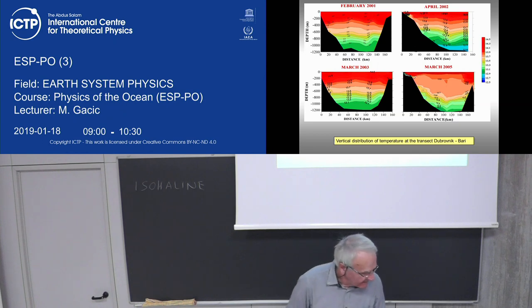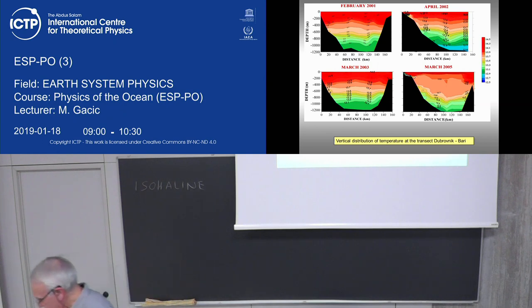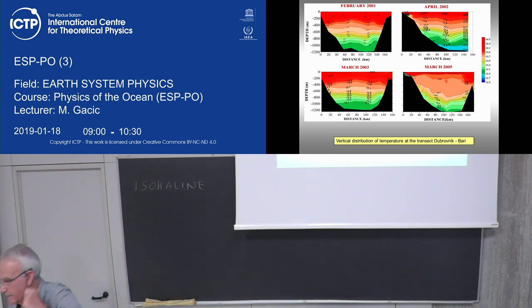Another thing is that now we will come to the specific question of this vertical mixing, winter vertical mixing, and dense water formation, which are very important processes not only at the level of the Adriatic Sea, but also from the point of view of the world ocean. You will see later on that dense water formation is the motor, is an engine of the global circulation of the world ocean.